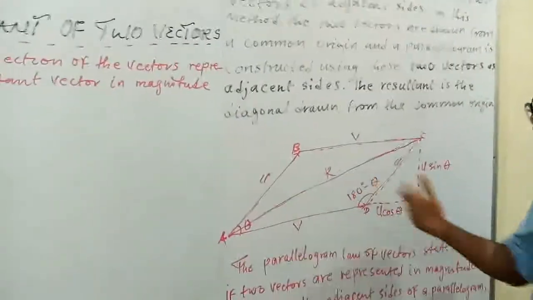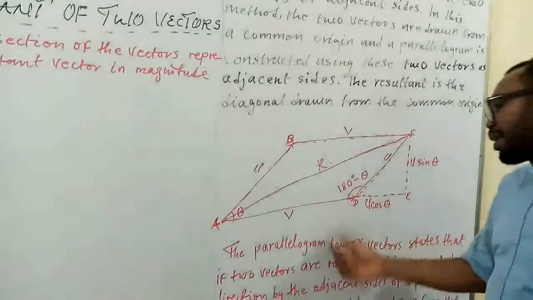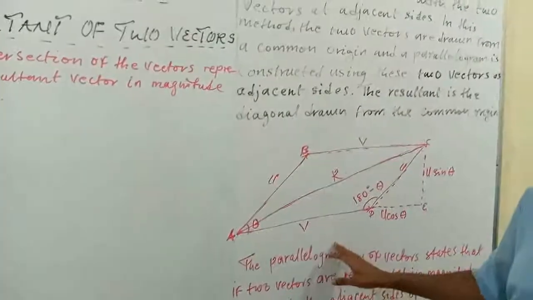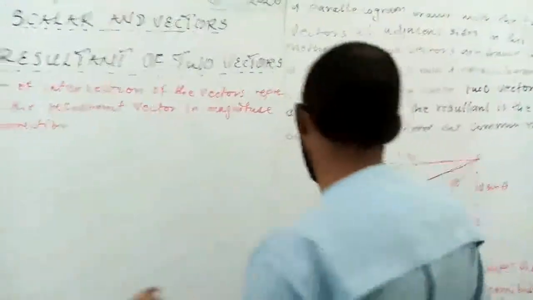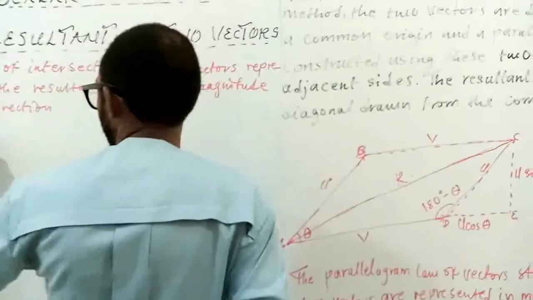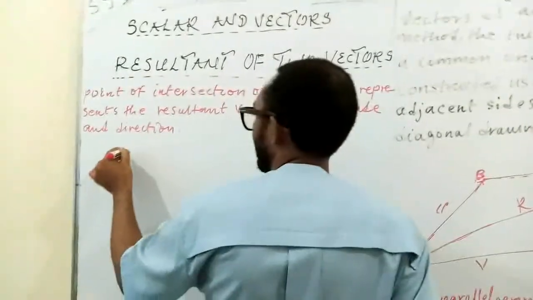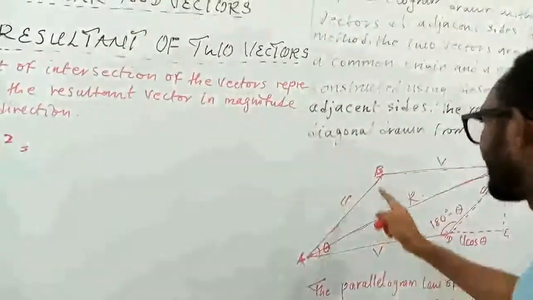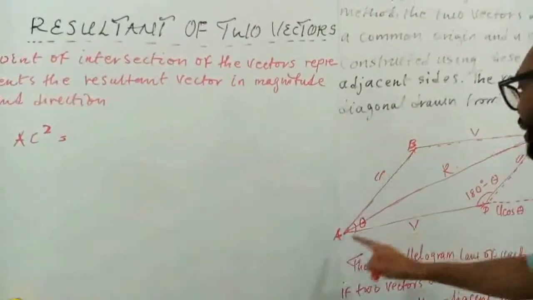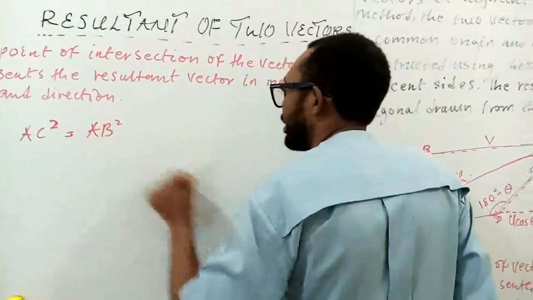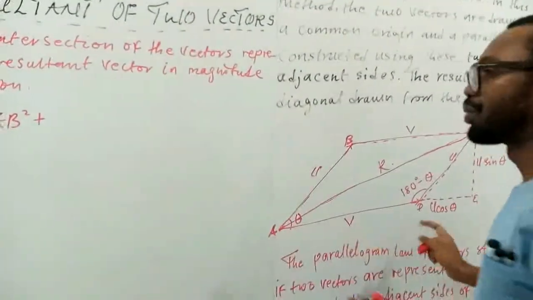Now, if we are to resolve this vector, we are going to apply the cosine rule. Remember I told you about the Pythagoras theorem the last time. So let's resolve this. If we are resolving R, which is AC, then AC squared, using the Pythagoras theorem, is equal to AB squared plus AD squared.